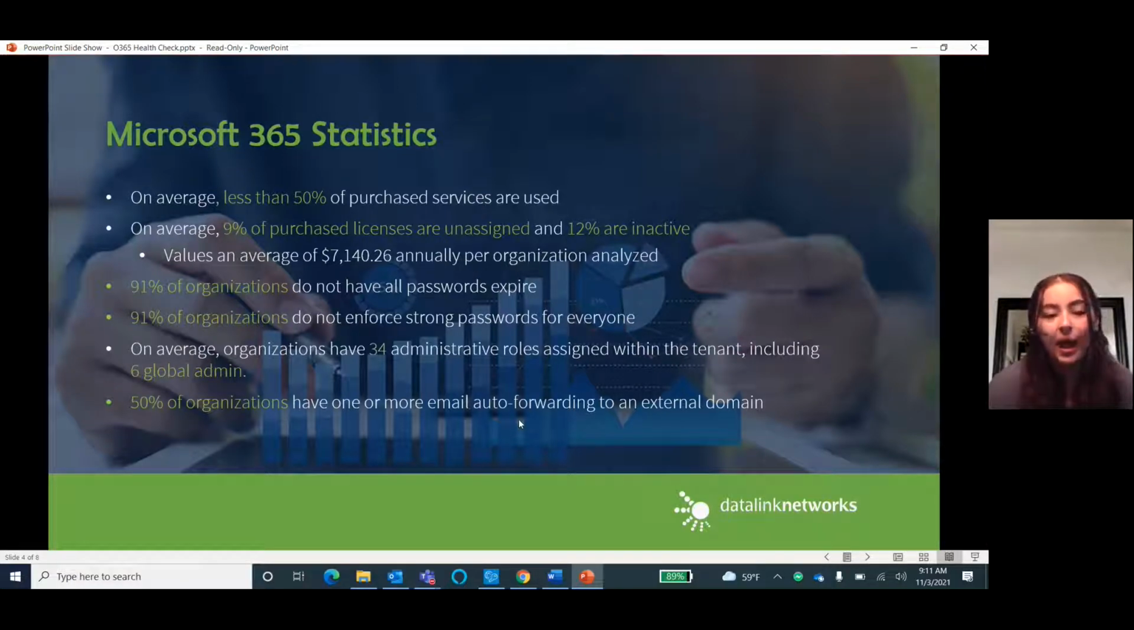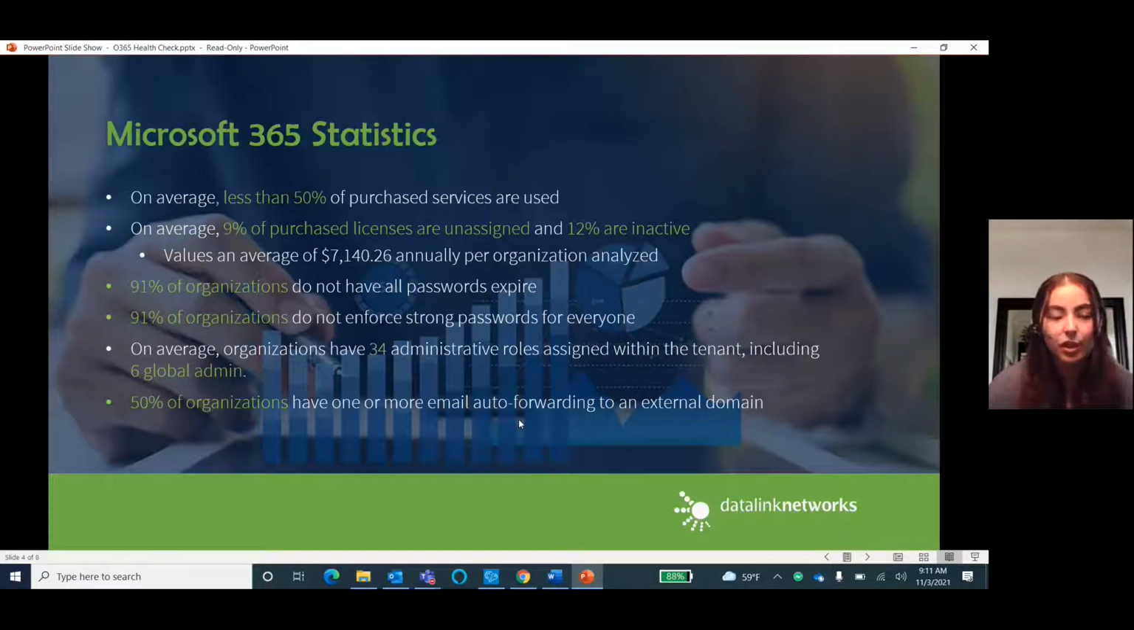Additionally, on average, organizations have 34 administrative roles assigned, and 6 global admins. 34 admin roles is a lot. Those can range anything from global admin to a Teams admin to a read-only admin, but it's definitely an important thing to take a look at because that could be a security concern, particularly if it's for a user that's no longer within the organization. And 6 global admins is on the higher side. Microsoft does recommend 2 to 4. Just for security purposes, global admins have access to everything within your tenant. 6 is definitely a little bit on the higher side for that.